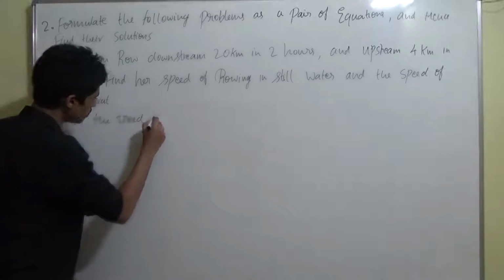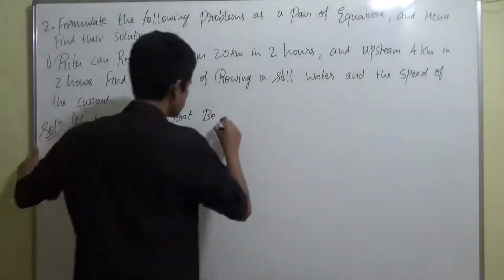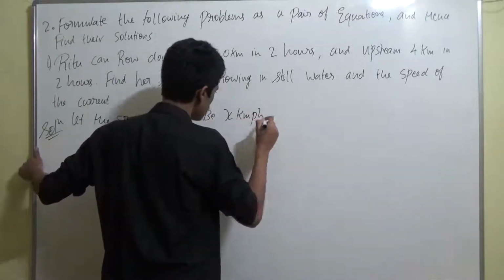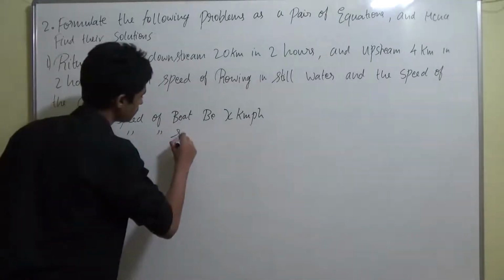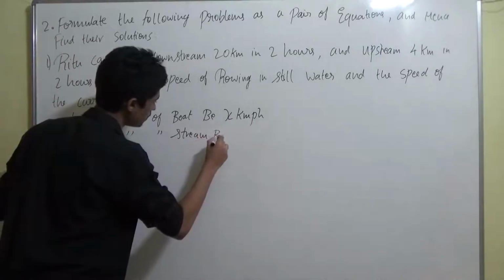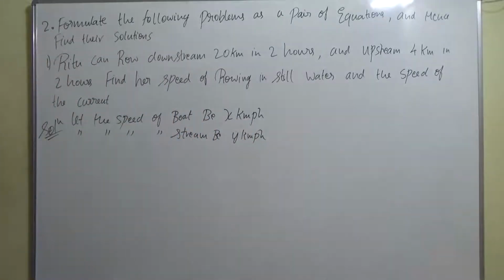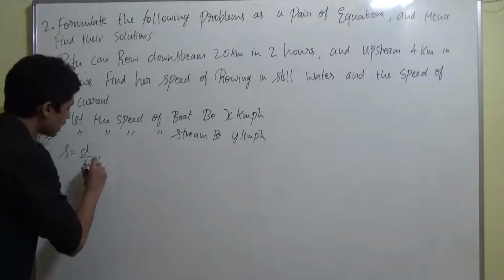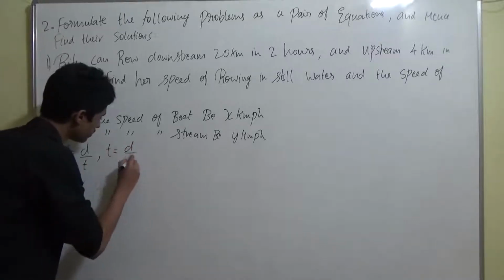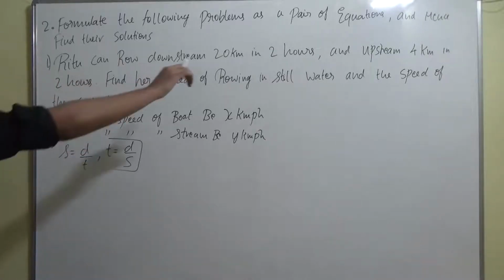So we'll assume: let the speed of the boat be x kilometers per hour, and let the speed of the stream be y kilometers per hour. Getting it? Now you have to know one formula, guys. The formula is speed equals distance by time, which means time equals distance by speed. Getting it?